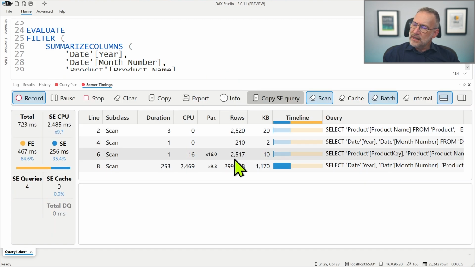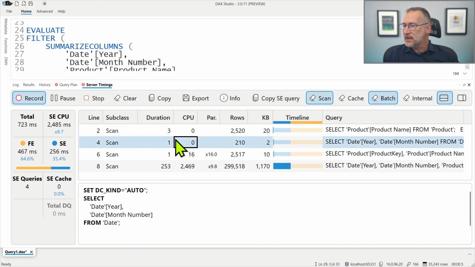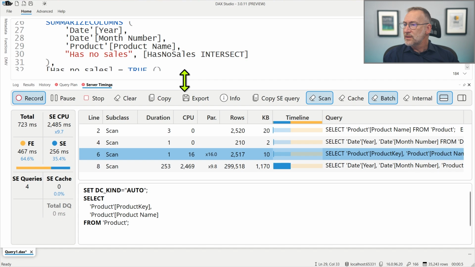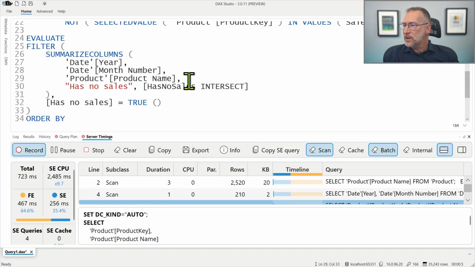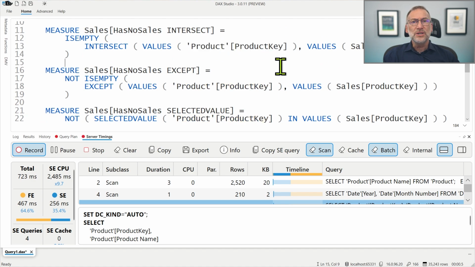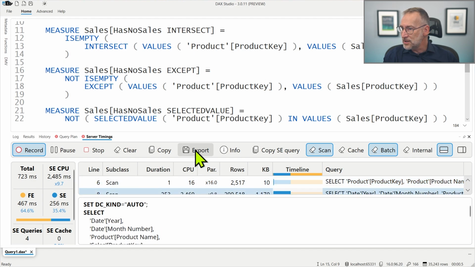You see that the number of storage engine queries is increased now. We have the first one that gathers the product name, the second one the year month number. The third one is interesting because it retrieves the relationship between product keys and product names. Why that? Well, if you look at our query, we are grouping by product name using summarized columns. But then from inside the measure we reference product key. So the engine needs to have the relationship between product names and product keys in order to produce the final result.